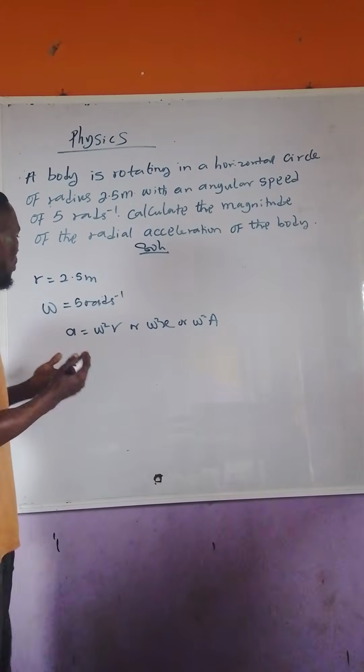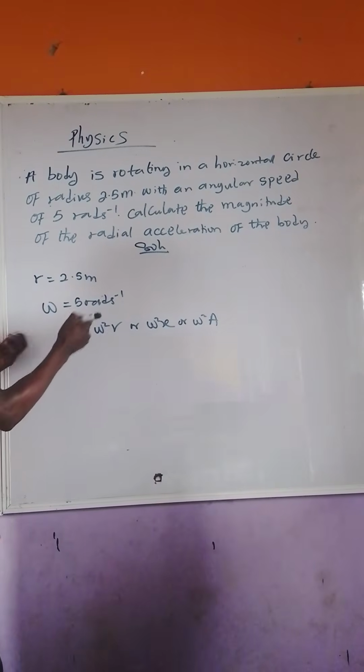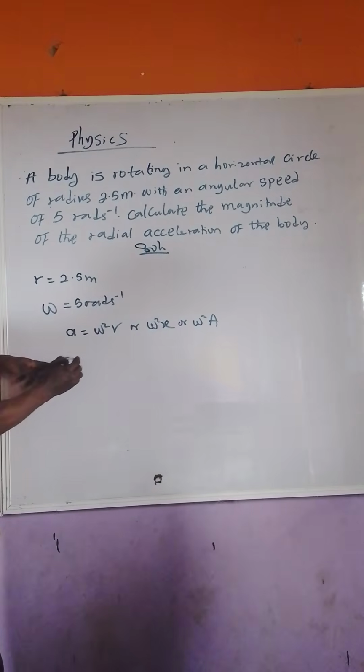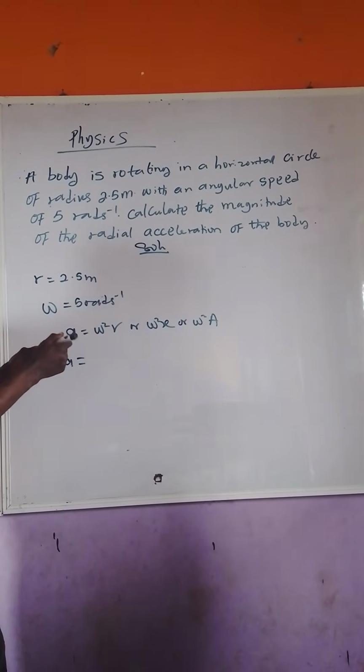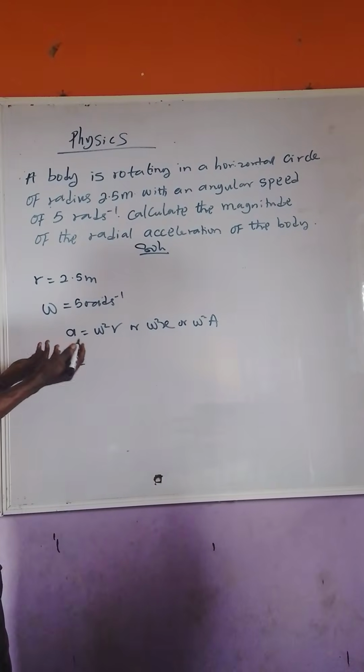So now we have to calculate the radial acceleration. Apply the formula that we have here. Since we are given the radius, I'm going to have a equals. But this is what they call radial acceleration. We call this angular acceleration rather. We call it angular acceleration, depending on how the question is coming.